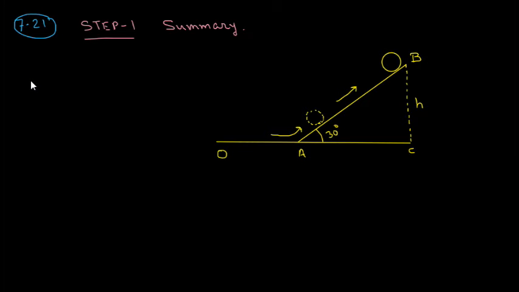So initial velocity of the solid cylinder, say V, is equal to given 5 meter per second, and angle of inclination theta is equal to given 30 degree. Height reached by the cylinder is equal to, say, h. Now energy of the cylinder at point A, so we can write here, so these all are given here.